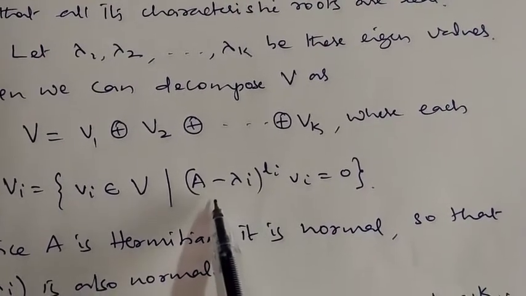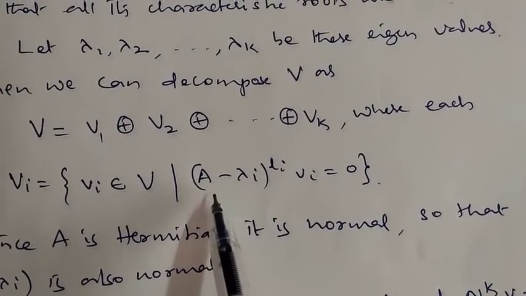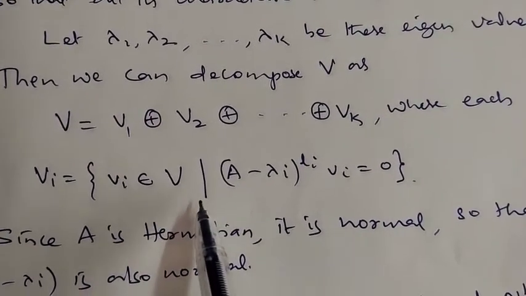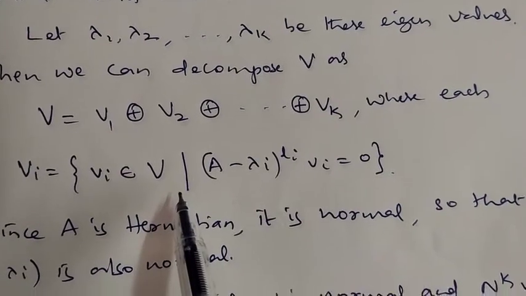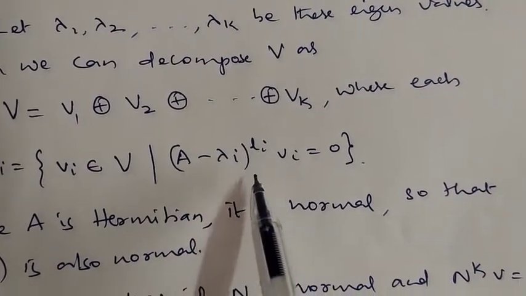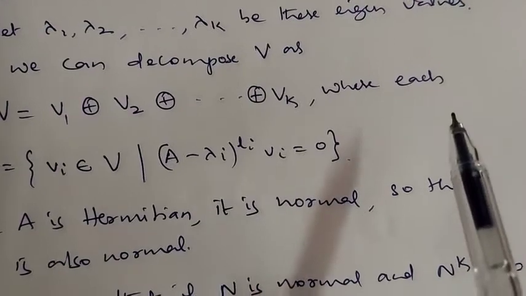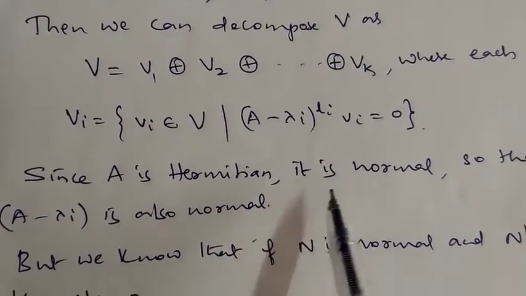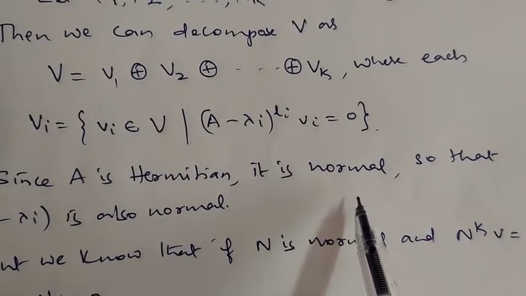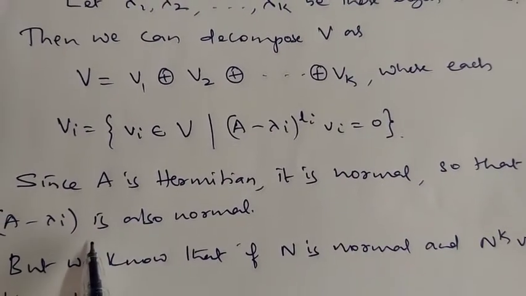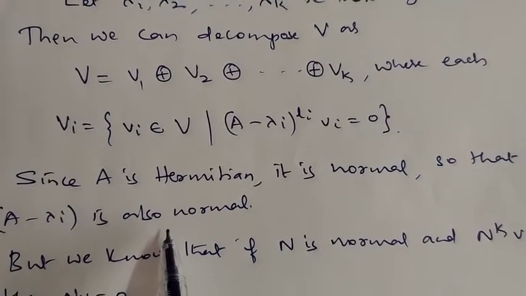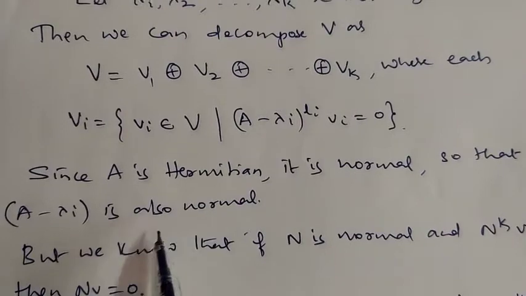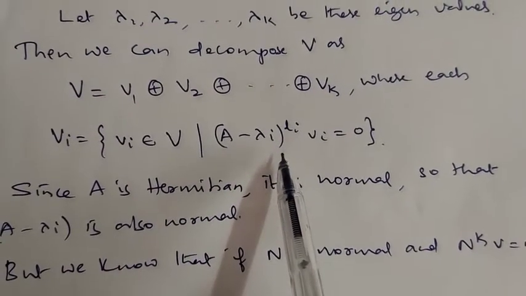Here A is treated as a matrix as well as the transformation. So Vi is the set of all those vectors v belonging to V such that (A minus lambda I) to the power Li of v is equal to 0. Now since A is Hermitian, it is normal. So A minus lambda is also normal, that we have proved. If T is normal, T minus lambda is also normal. So A minus lambda is normal here.